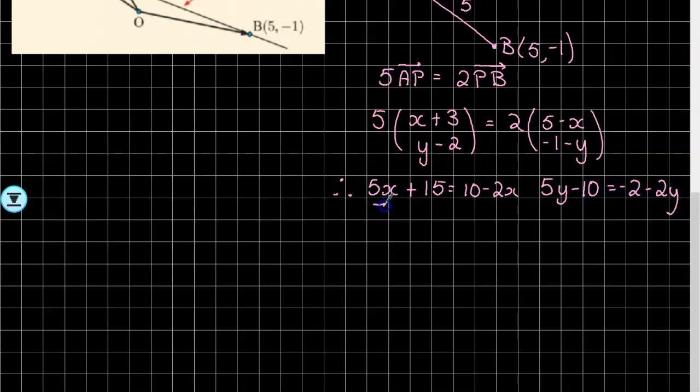So we can solve this. I get 7x equals minus 5. 10 take 15 is minus 5. And therefore x equals minus 5 over 7. I can solve this one. That will be 7y equals 8. Therefore y is 8 over 7. And so that means P is negative 5 over 7, 8 over 7.